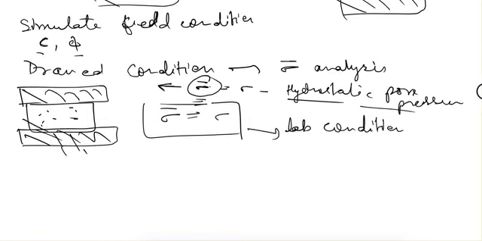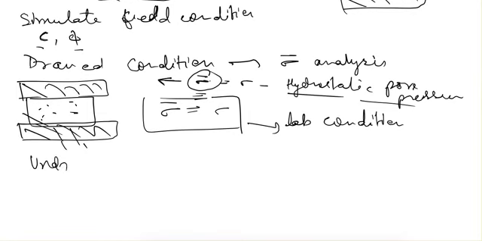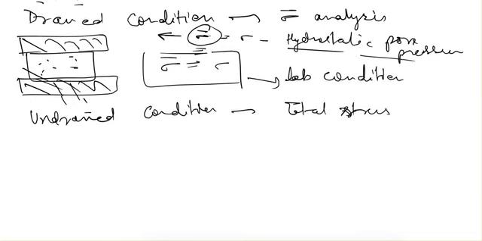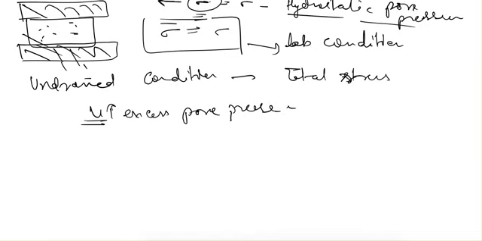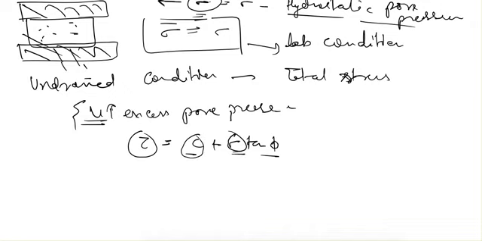So this is for drained condition. And what if undrained condition is there in the field? For undrained condition, we do the total stress analysis, because in undrained condition there is going to be excess pore water pressure, and in the field it is very difficult to find out this excess pore pressure. So instead of finding out this excess pore water pressure, we find out the shear strength depending upon total stress values. So C and phi will be corresponding to total stress.